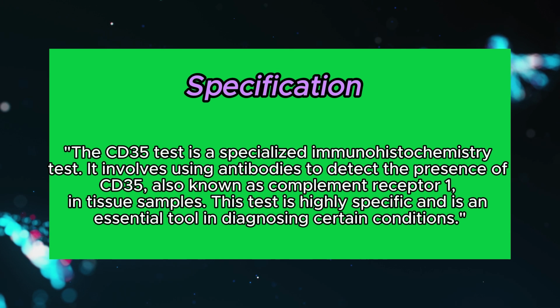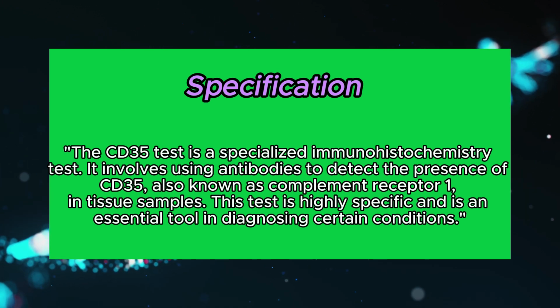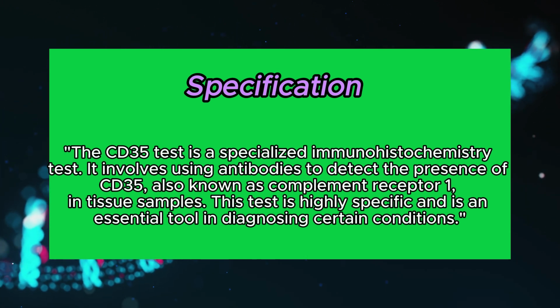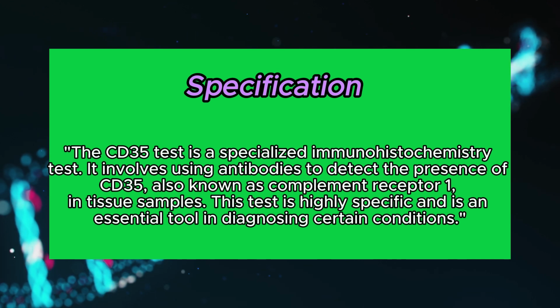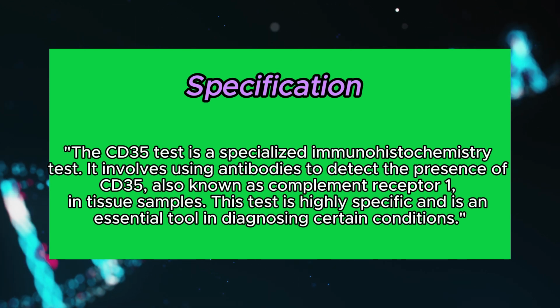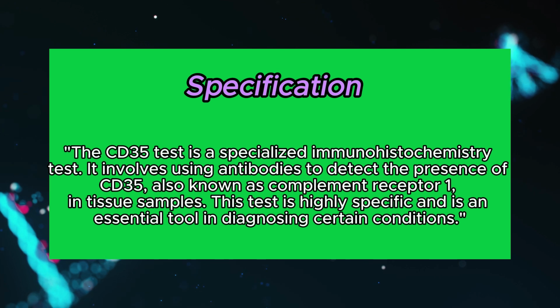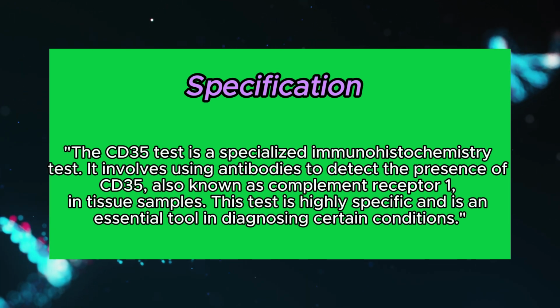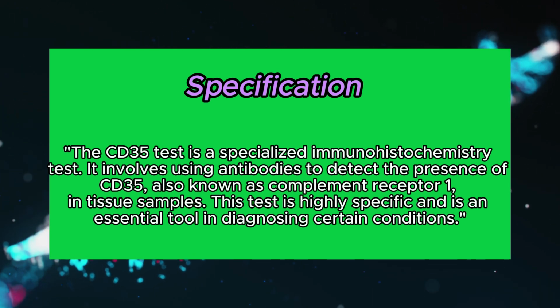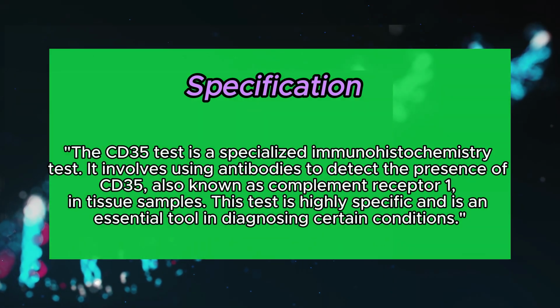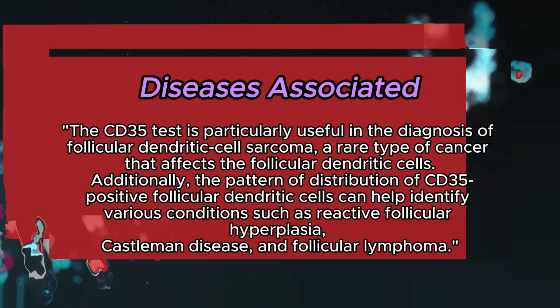Specifications of the test. The CD35 test is a specialized immunohistochemistry test. It involves using antibodies to detect the presence of CD35, also known as complement receptor 1, in tissue samples. This test is highly specific and is an essential tool in diagnosing certain conditions.